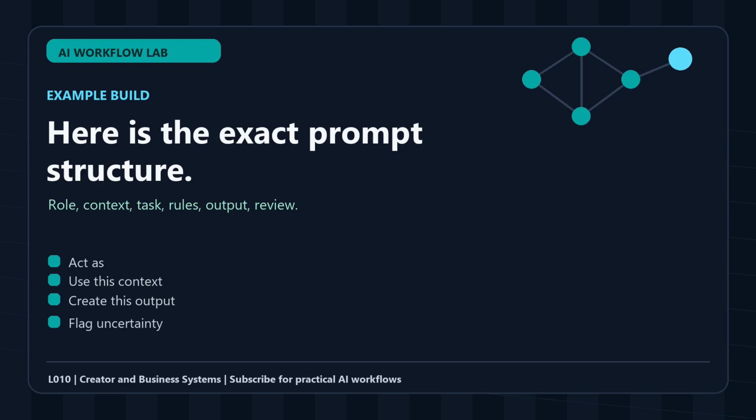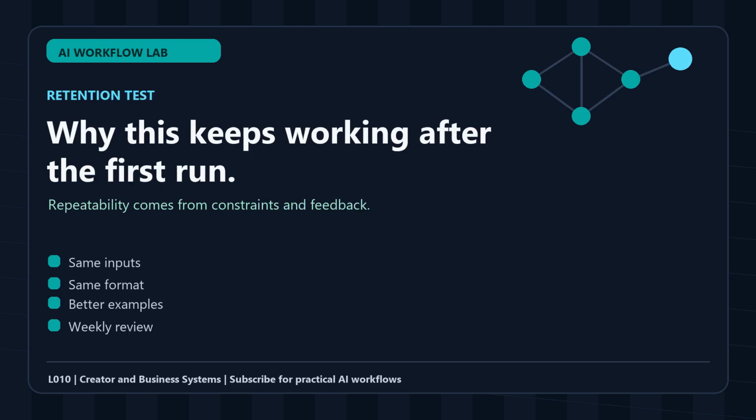After each use, add one note. What did the assistant miss? Maybe it ignored a budget. Maybe it misunderstood the audience. Maybe it gave a recommendation that was technically right but unrealistic. Put that feedback back into the rules.